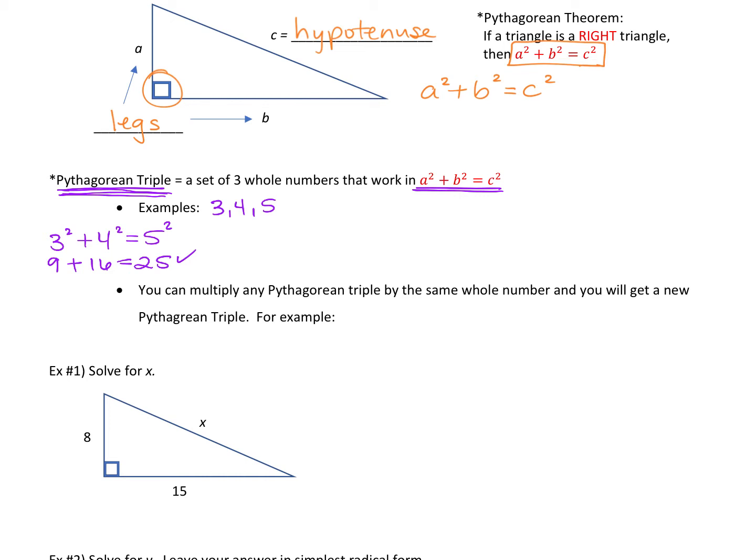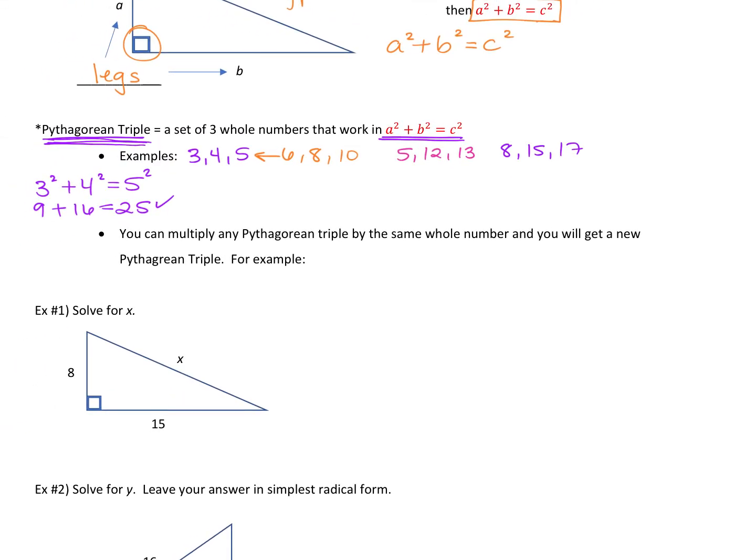I would say probably the next most common that you'll see is 6, 8, 10. Compare that to this, see if you notice anything. We'll talk about that in just a minute. Another one you see a lot is 5, 12, 13. Another one is 8, 15, 17. And then the last very common one that you're going to see is 7, 24, 25. Okay, so I'm not saying spend time trying to memorize those, but by the time we're done with this chapter, my guess is you'll have those memorized.